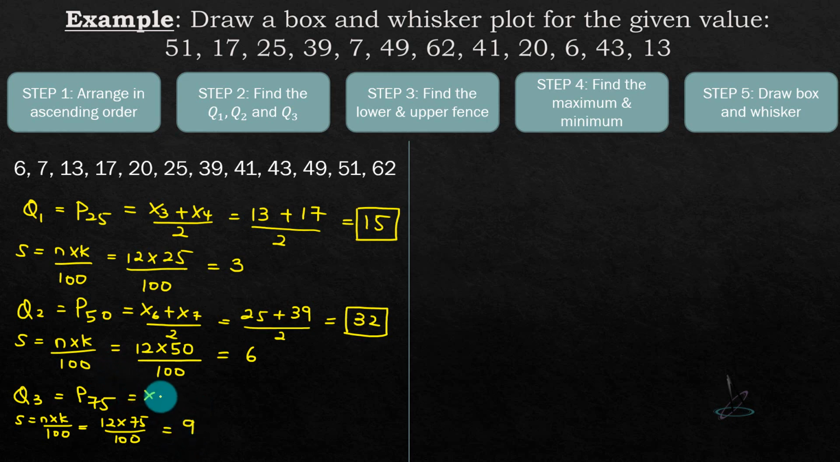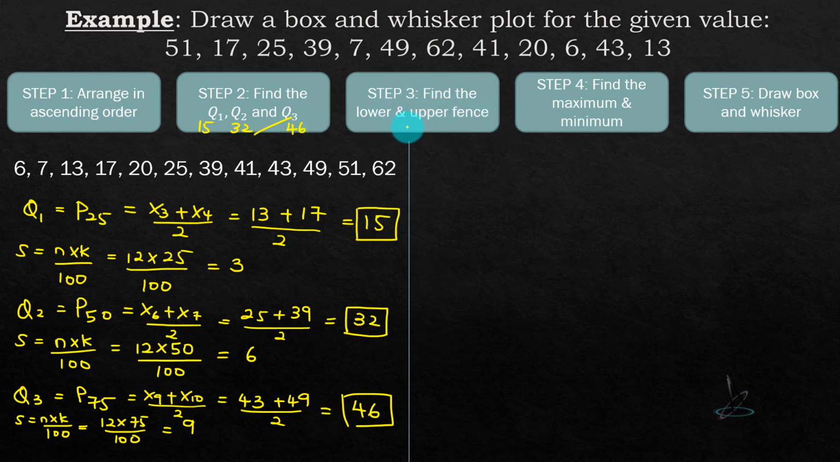So this is x of 9 plus x of 10, and then we are going to divide them by 2. x of 9: 1, 2, 3, 4, 5, 6, 7, 8, 9. So x of 9 is 43, plus the next one, which is 49, and then we divide them by 2. This will give us 46. So we have done the second step as well. We have already calculated the first quartile, which is 15, the second quartile, which is 32, and the third quartile, which is 46.